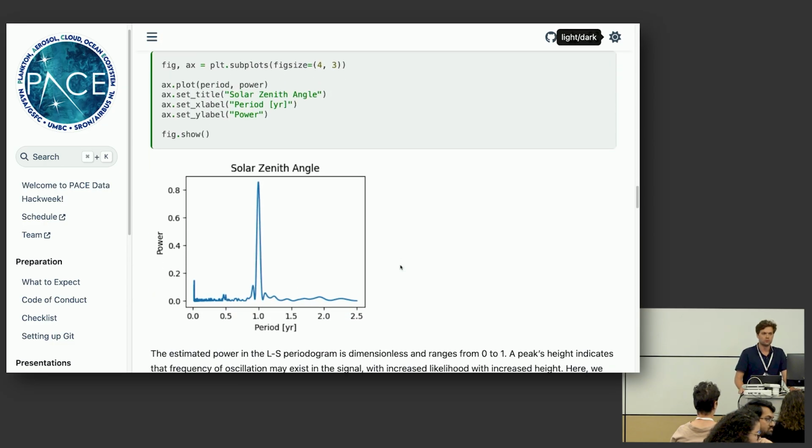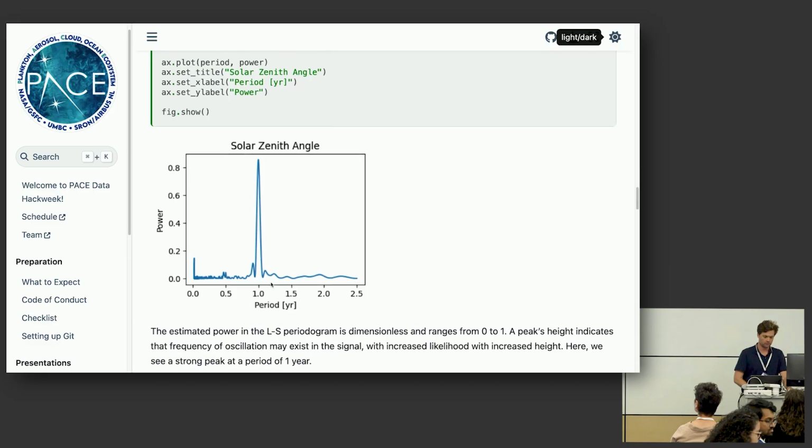And again, starting with the solar zenith angle, where we already know there's this oscillation, we see on the y-axis this metric of power, and importantly on the x-axis, the period, and we're looking for where peaks might occur. And so there's this dominant peak at a period of 1 year. So for every year, there's a single oscillation in our time series, which is exactly what we expect for the solar zenith angle.